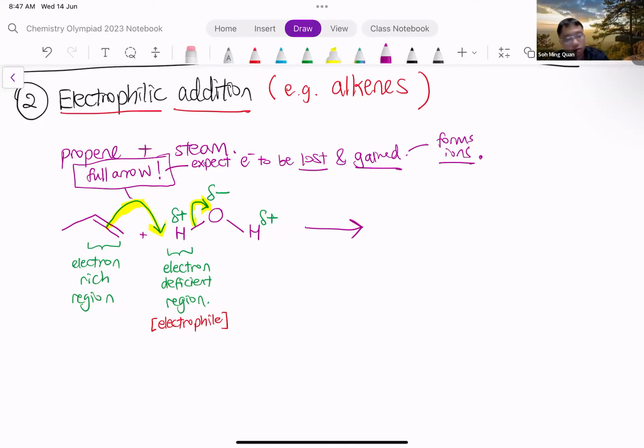So what this ends up with is this. The double bond is gone. But because the electrons went away from the alkene, from the double bond to hydrogen, now there must be a positive charge.